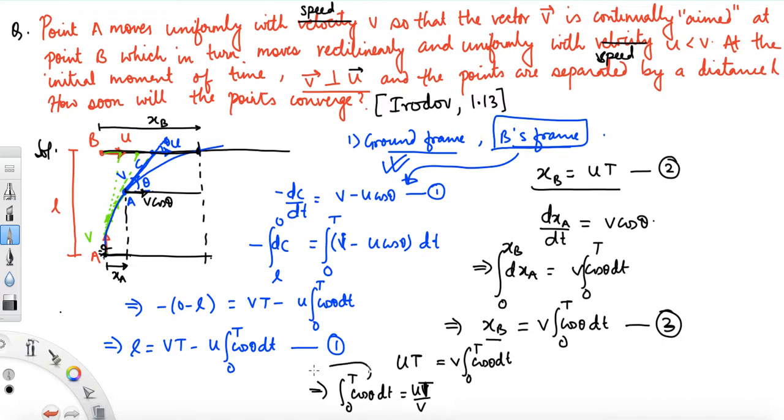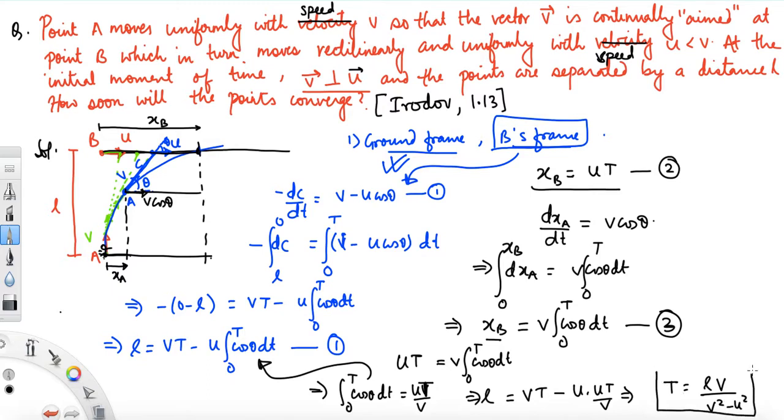So now we are going to plug this into equation 1. We get L is equal to Vt minus u times ut over v, which gives T is equal to Lv over v square minus u square, and this is the final answer. And we can also see that v must be greater than u. That's why in the question it is given that u is less than v, otherwise time would have been negative.